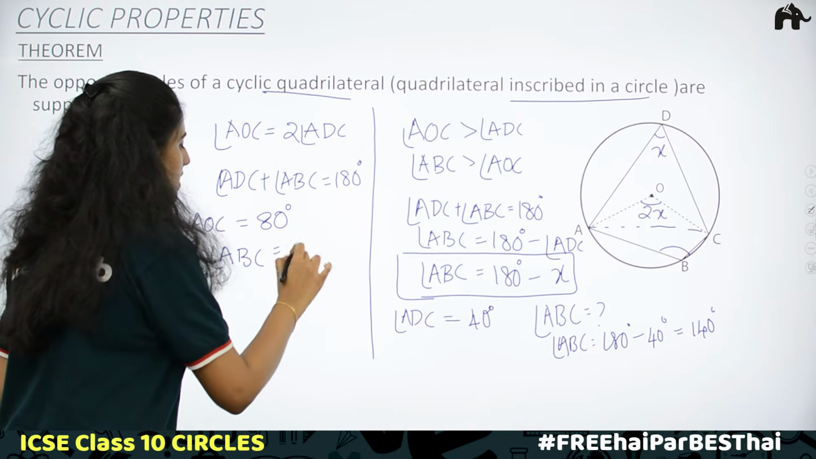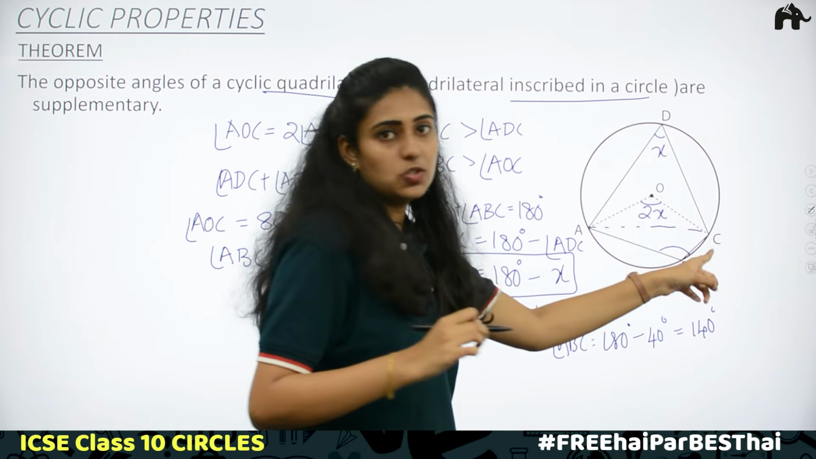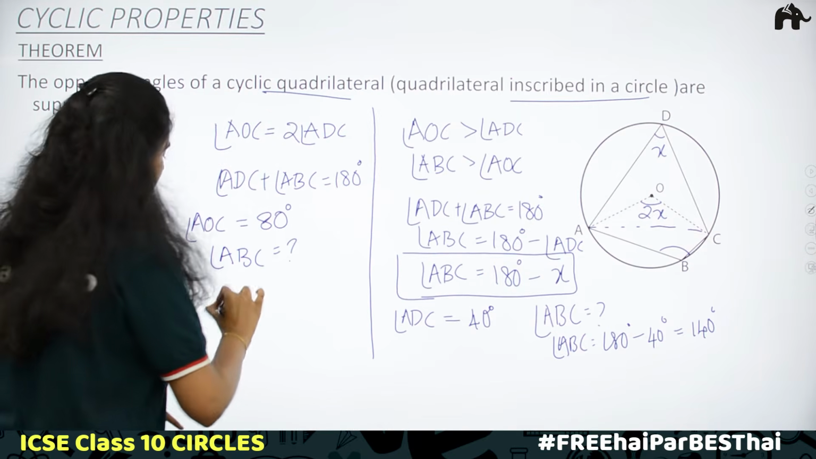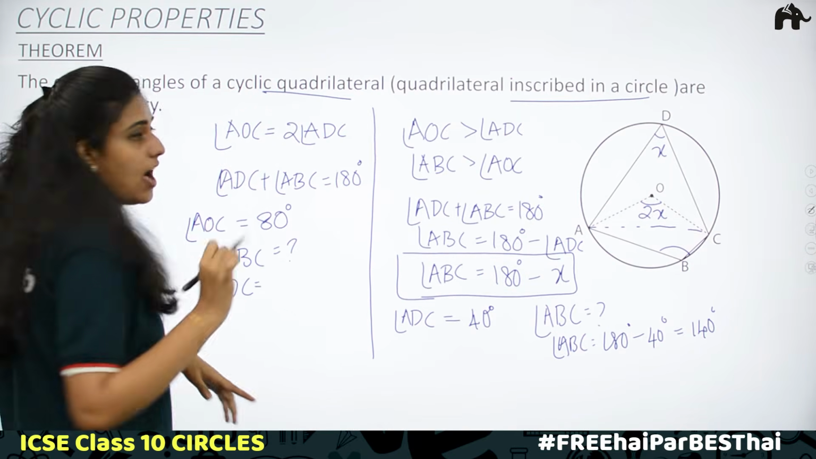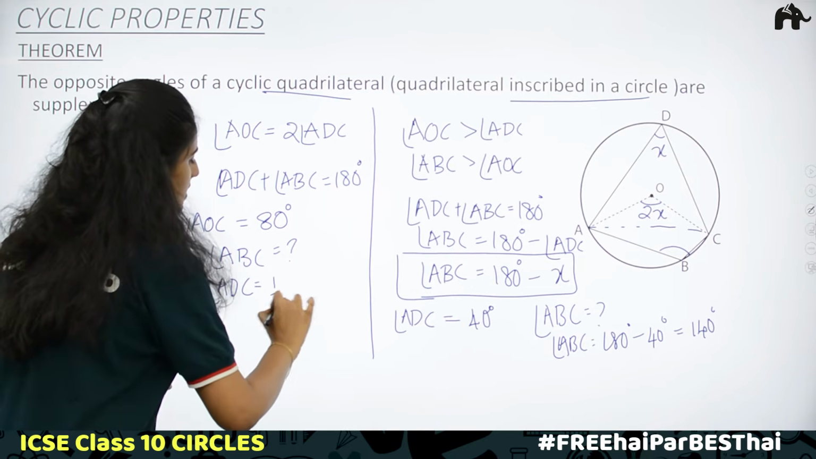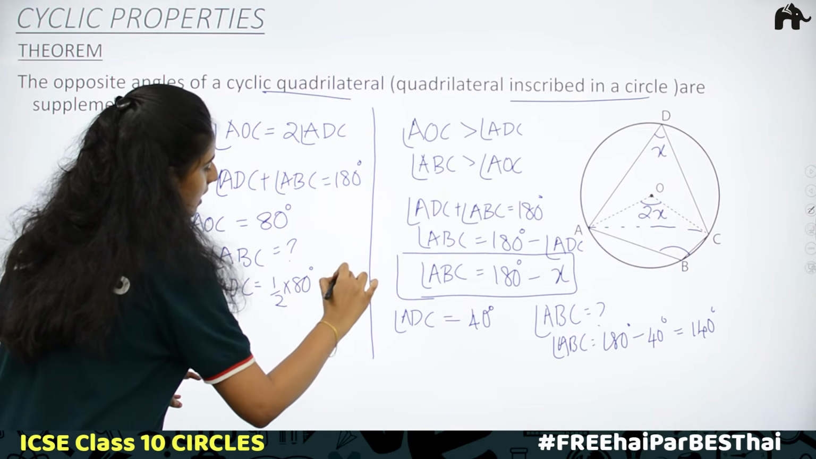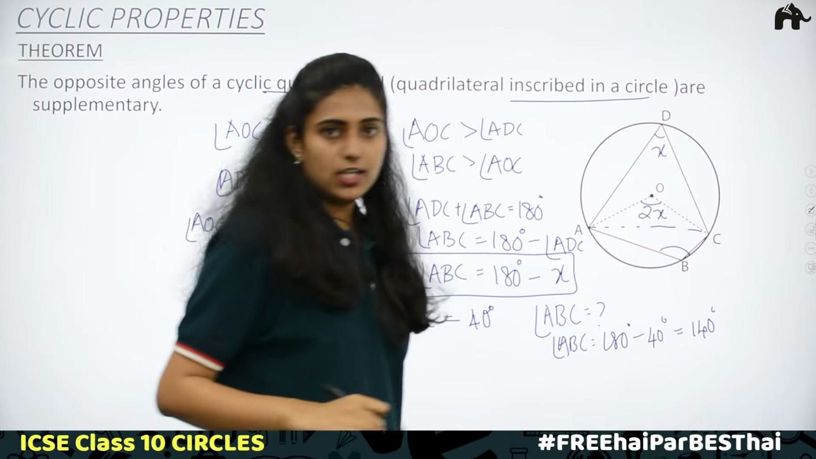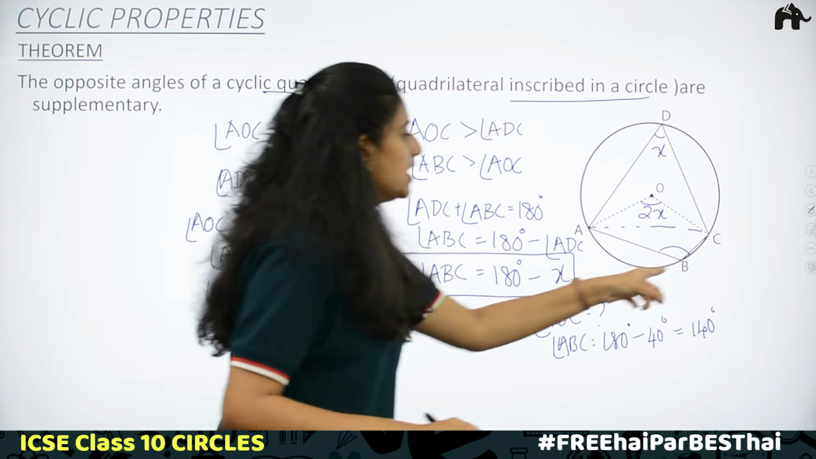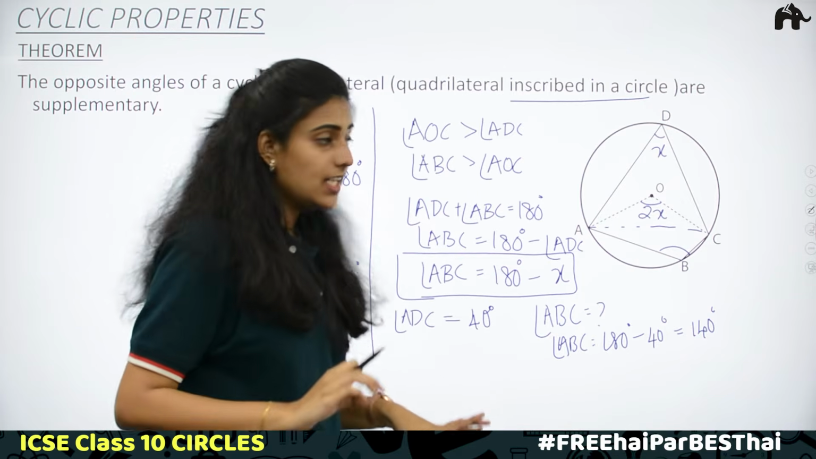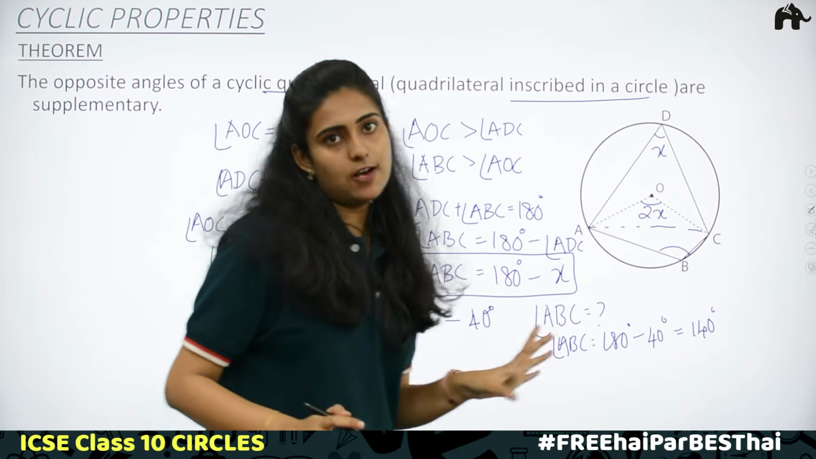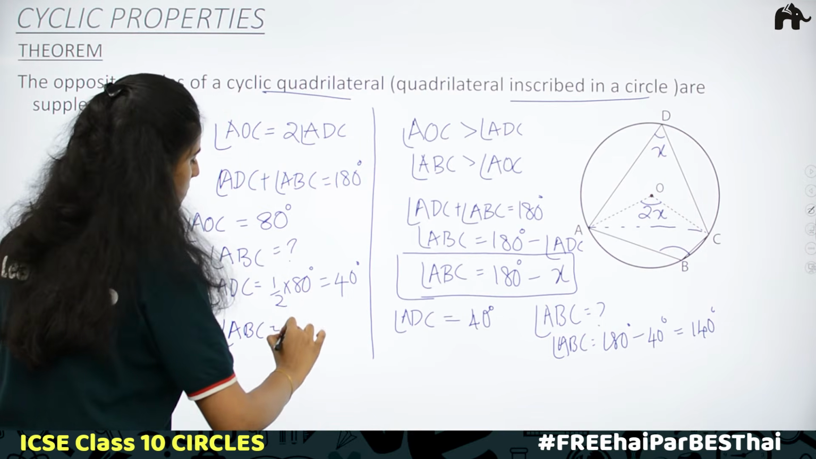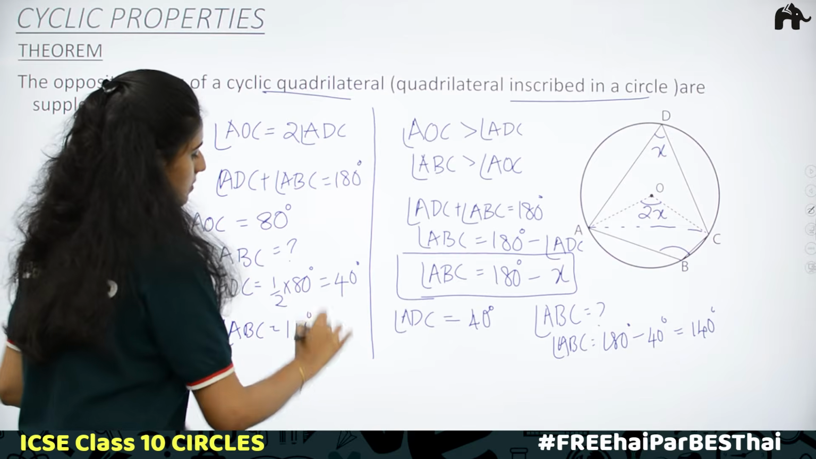How to find ABC? If AOC is known, we can easily find the value of ADC. What is ADC then? ADC will be equal to half of AOC, that is half of 80 degrees, and that is equal to 40 degrees. If ADC is 40 degrees, we know that ABC will be equal to 180 degrees minus 40 degrees, and that is equal to 140 degrees. So the theorem is clear.